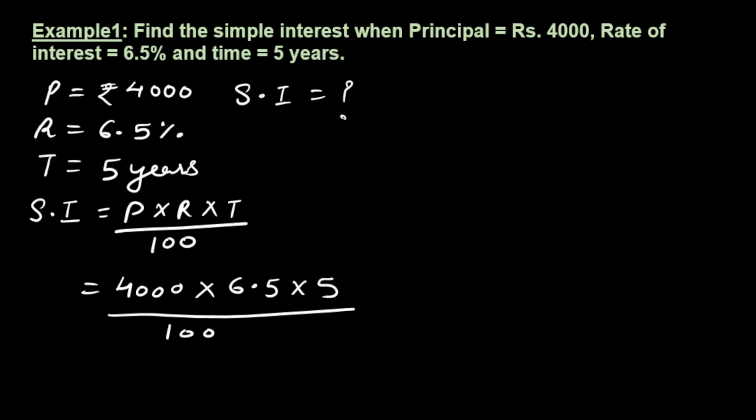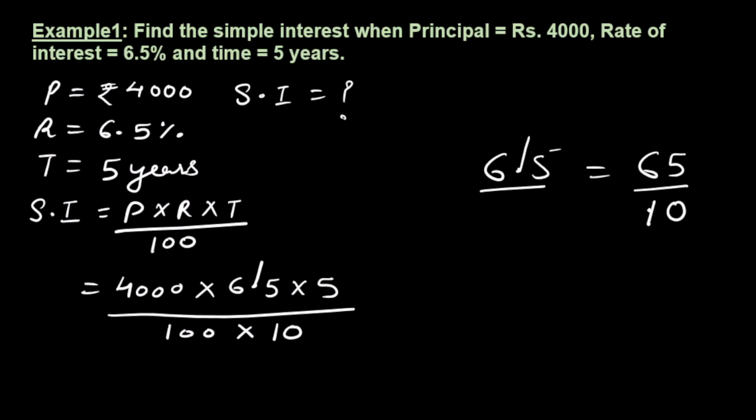Now we can remove the decimal. Whenever we are removing a decimal, after the decimal, how many digits are there? One digit. So with one, I'll write 10. If we are removing the decimal from the numerator, this number should come at the denominator. So from 6.5, I removed the decimal and it will become 65 divided by 10. I converted the decimal to a fraction because after the decimal only one digit is there, so with one I wrote only 10.